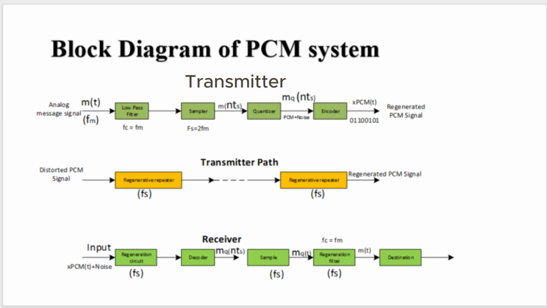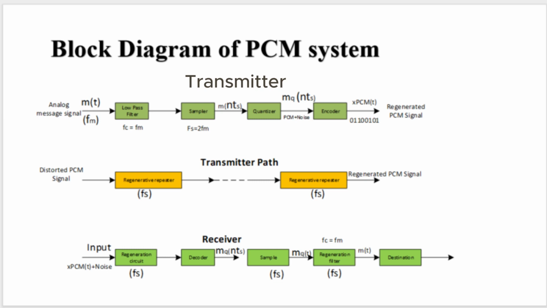A Q level quantizer compares the input ms(t) with its fixed signal levels. It then assigns any one of the digital levels to m(nTs), which results in minimum distortion or error. This error is called quantization error. Thus, the output of the quantizer is a digital level called mq(nTs).